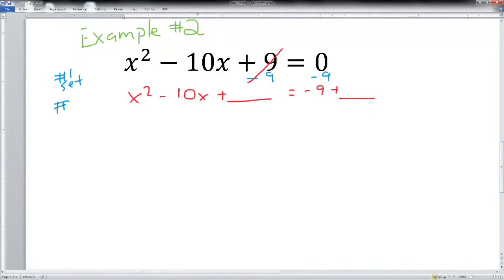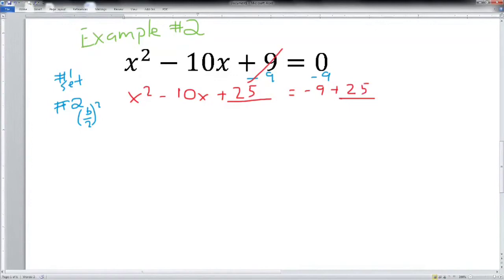Step 2, what do we use for step 2? We're going to fill in the blanks. Remember the equation from last time? You're going to have to memorize it. It is b divided by 2 quantity squared. So in this case, what is b? It is negative 10. So negative 10 divided by 2 is negative 5. Negative 5 squared is positive 25. So we are going to add positive 25 to both sides. Go ahead and fill your blanks with positive 25.